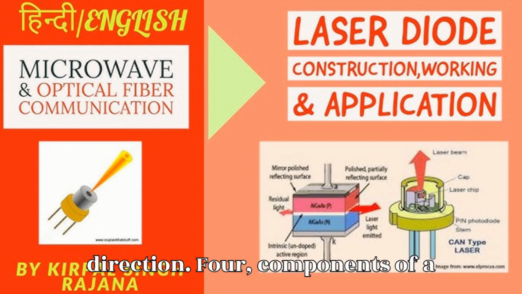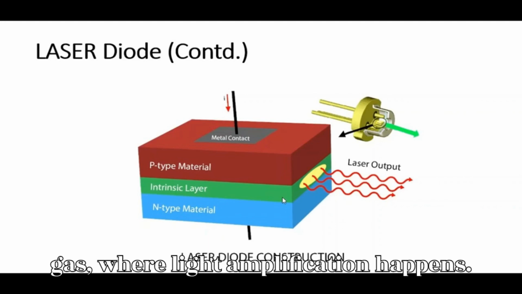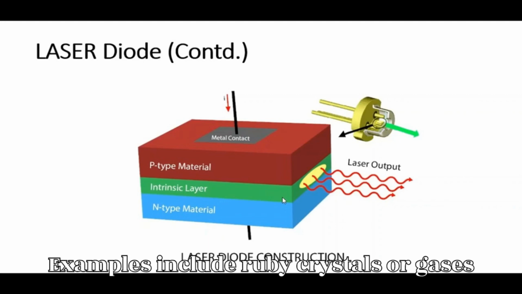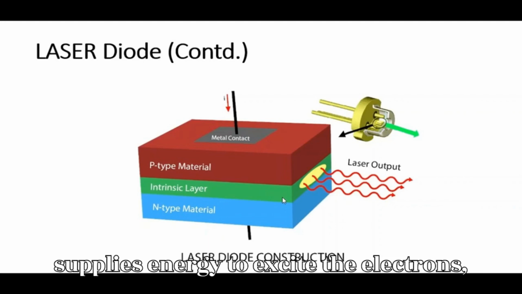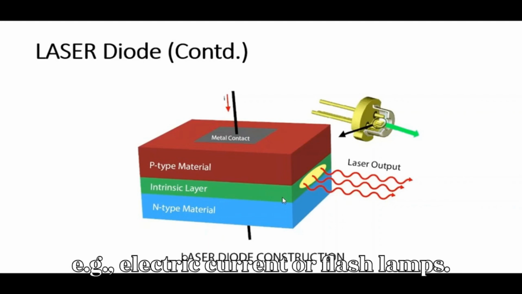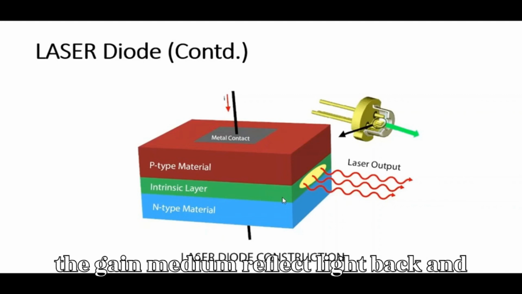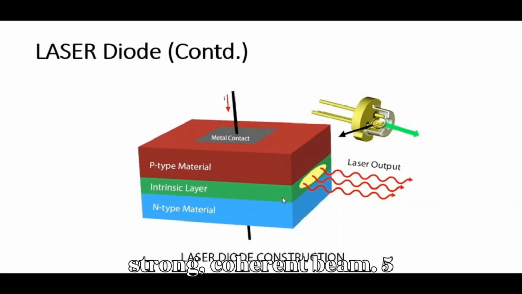4. Components of a basic laser. Gain medium. The material, solid, liquid, or gas, where light amplification happens. Examples include ruby crystals or gases like helium-neon. Energy source. Supplies energy to excite the electrons, e.g., electric current or flash lamps. Optical cavity. Mirrors on either side of the gain medium reflect light back and forth, amplifying it until it forms a strong, coherent beam.